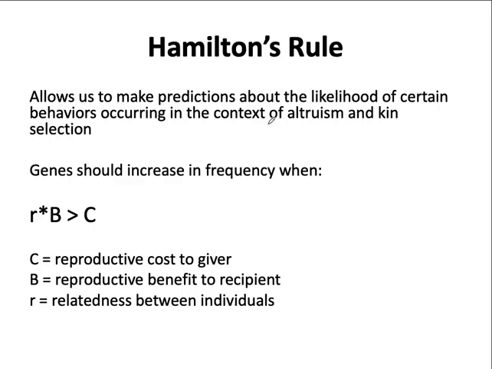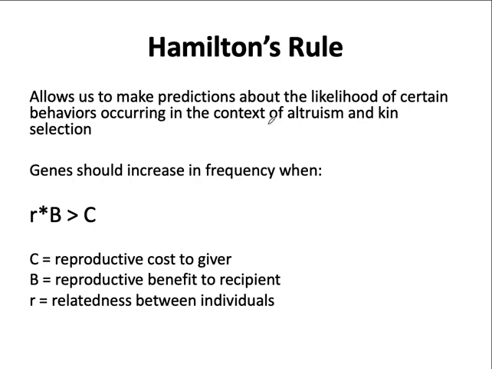Okay. So I mentioned that if individuals tend to be more closely related to one another, there's a greater willingness to engage in behaviors that cost the actor for the benefit of the recipient. And Hamilton's rule is this equation.